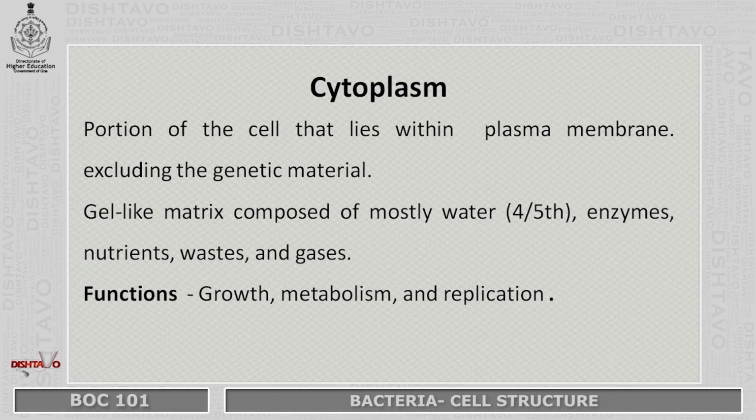Looking at the internal structure, we detect a gel-like matrix mainly composed of water, enzymes, nutrients, waste and gases. It is the portion that lies within the plasma membrane and is known as cytoplasm. Cytoplasm plays a major role in growth, metabolism and replication.